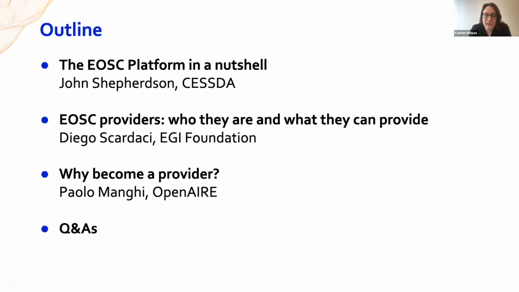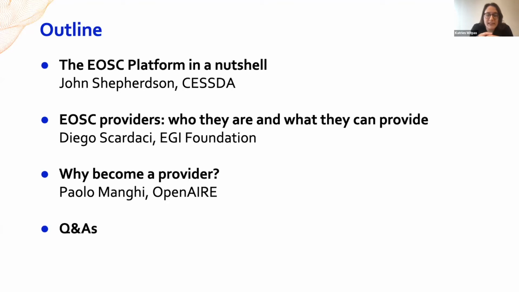Next up, we have Diego Scardaci, and he is the Technical Solutions Team Lead at the EGI Foundation. With his team, Diego works with technical providers and research and innovation projects for technical scouting, innovation, and existing EGI services, as well as the piloting of new services and solutions following users and service provider requirements. And he will give you more detail on what it means to be an EOSC provider.